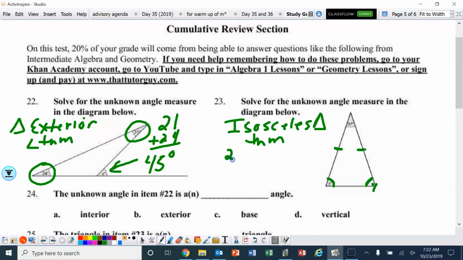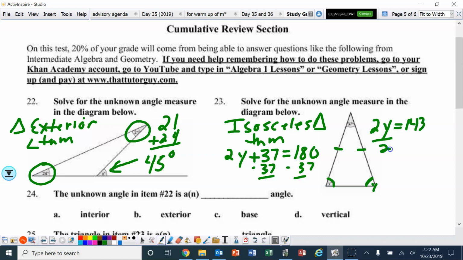So I'm going to set up an equation, 2y plus the third angle. Now, if you remember, the angles in a triangle always add up to 180 degrees. Now you're simply going to solve it. Subtract 37. So 2y equals 143, divide by 2. And so we find that the missing angle is 71.5 degrees.